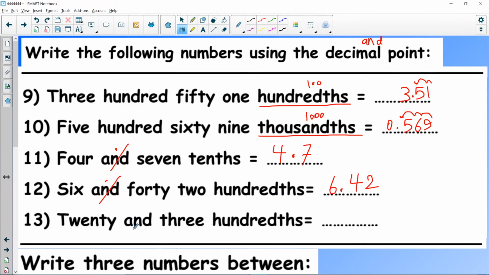42 hundredths. 20 and 3 hundredths. "And" will be the decimal point. 20 and 3 hundredths. Hundredths has 2 zeros, and here I have just 1 digit. So I will put 0 here.